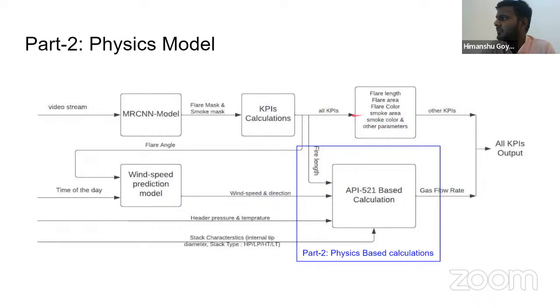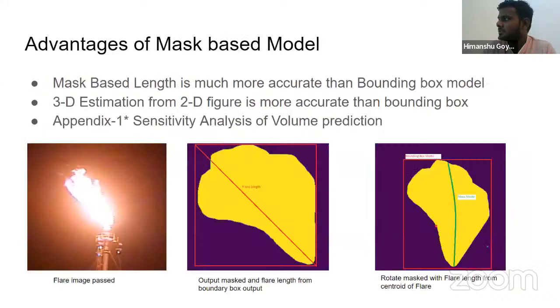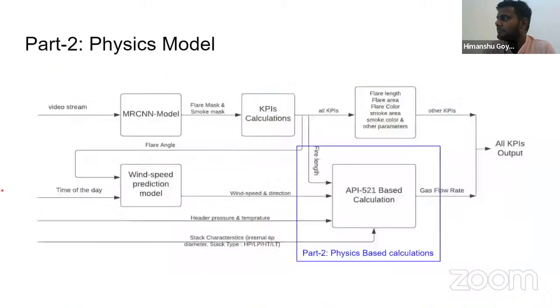Out of these parameters, one crucial parameter that I discussed is the fire length. Fire length, again, just to reiterate, is basically the length of the fire calculated from the stack tip, the center of the stack, till the end of the fire, the curvature length that's going along the fire.